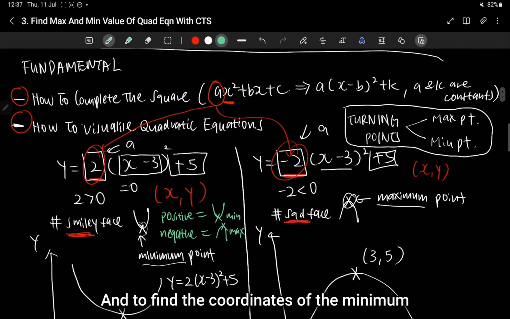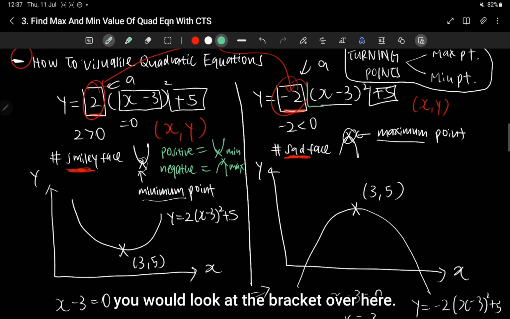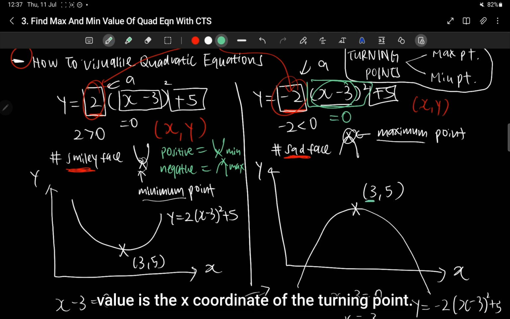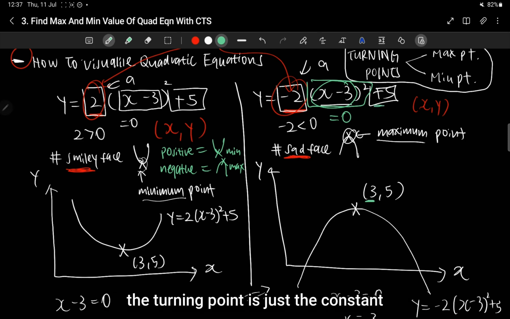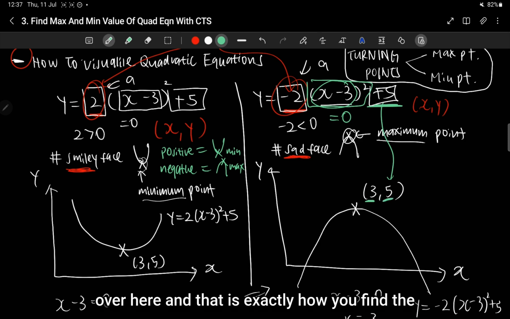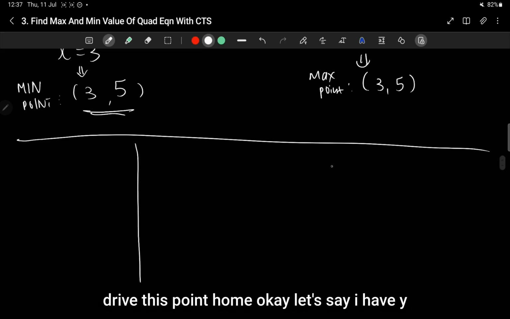And to find the coordinates of the minimum or maximum point, to find the x coordinate, you would look at the bracket over here. Everything inside you equate to 0 and you solve for x. And once you solve the value of x, that x value is the x coordinate of the turning point. And the corresponding y coordinate of the turning point is just the constant that is outside of the bracket over here. And that is exactly how you find the maximum and minimum point. I'll just show you 3 more examples over here to really drive this point home.